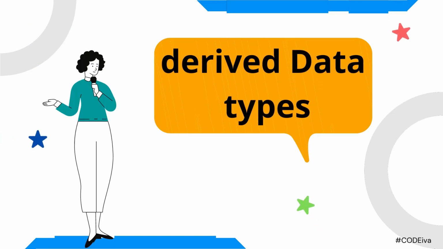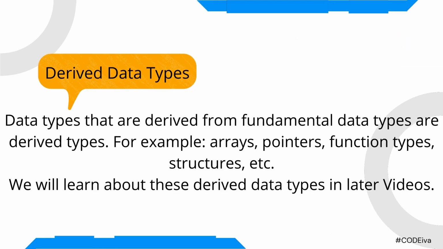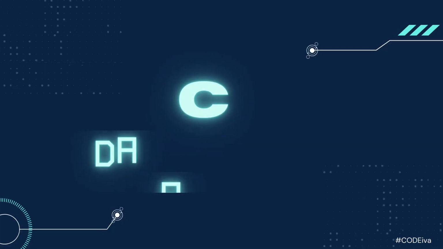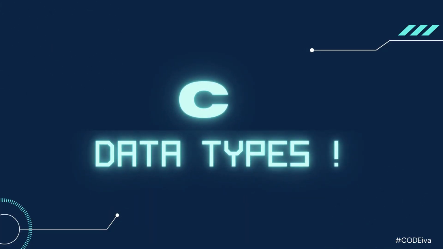Now, last but not least, what are derived data types? Data types that are derived from fundamental data types are derived types. For example, arrays, pointers, function types, structures, etc. We will learn about these derived data types in later videos. Today we learned some commonly used data types in C.